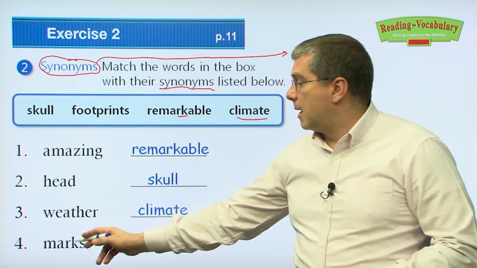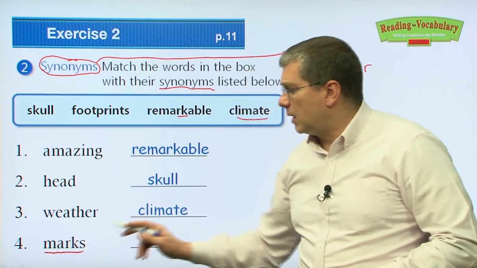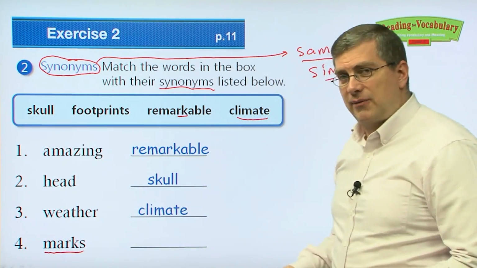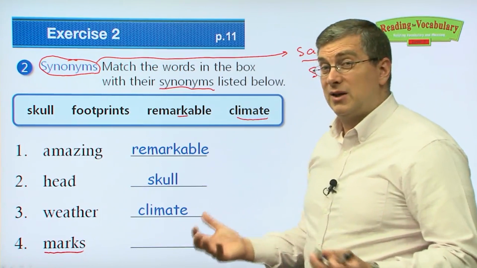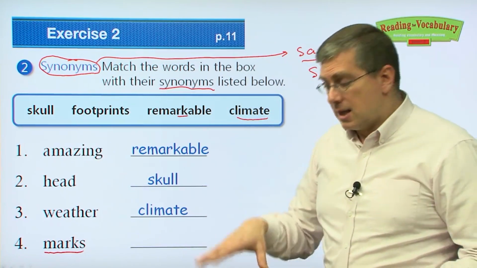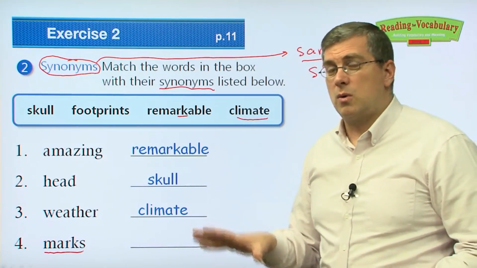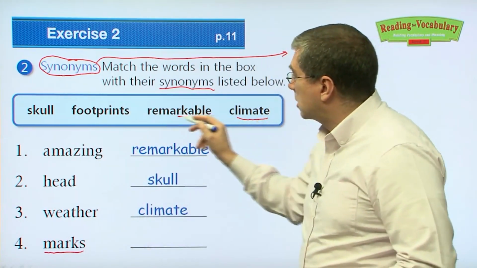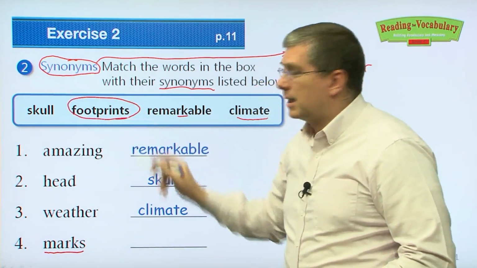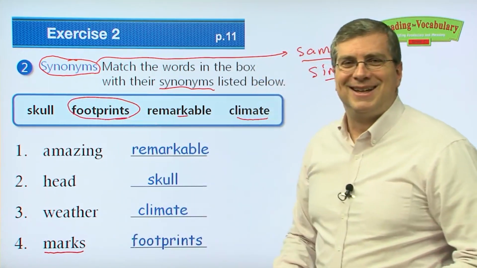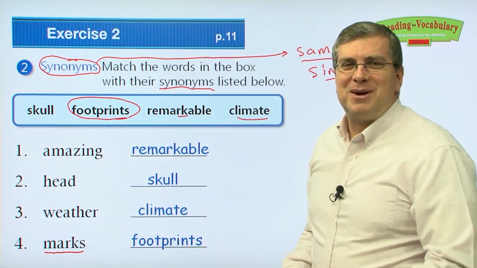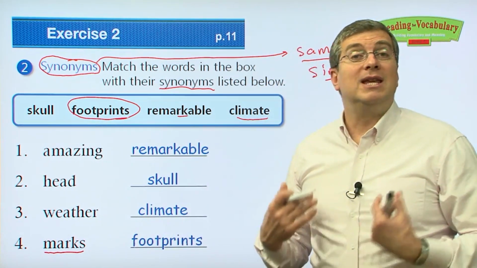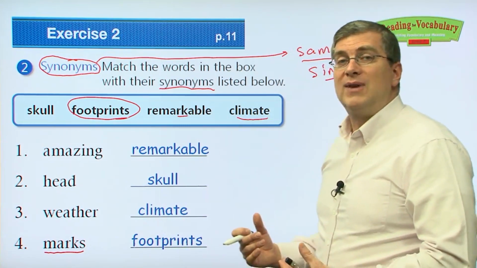Okay, the last one is marks. When we learned this word in the vocabulary, we said marks that are left by feet, right? If somebody's walking along, especially in the snow or the sand, they leave marks in the snow or the sand. What do we call those marks? We call them footprints. Okay, so marks are footprints that we leave behind us by our feet.